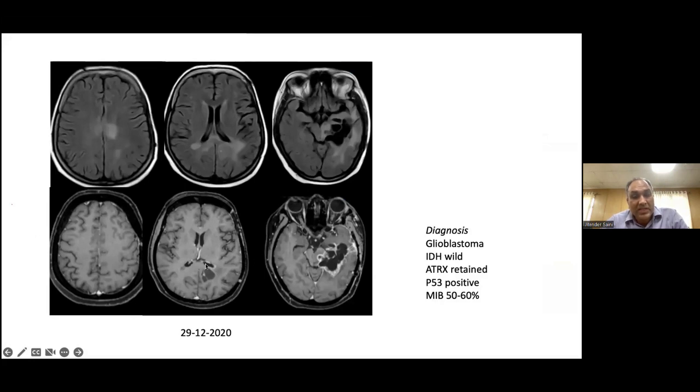And there was ependymal enhancement appearing here. So this indicates the tumor is present at the local site, as well as it has grown and gone all over the brain. So it was a case of glioblastoma, which is IDH wild type, and has a very high MIB index. All the indicators, both imaging as well as histomolecular, are indicative of a very aggressive tumor.